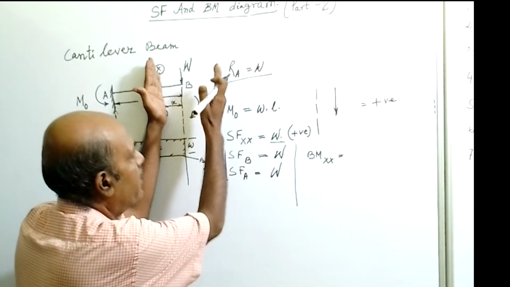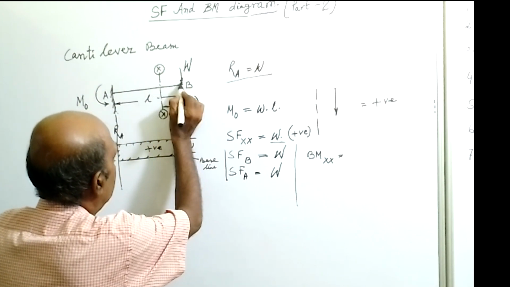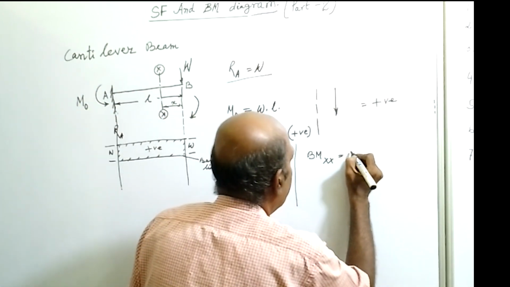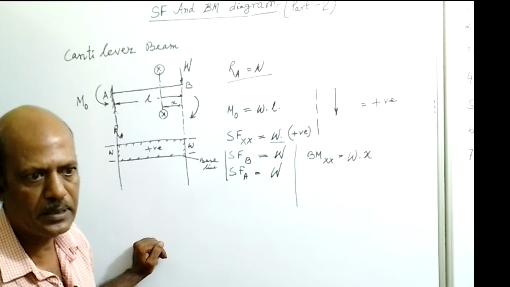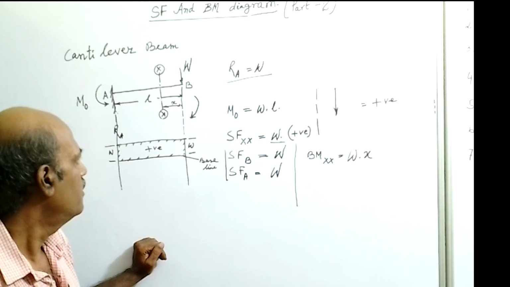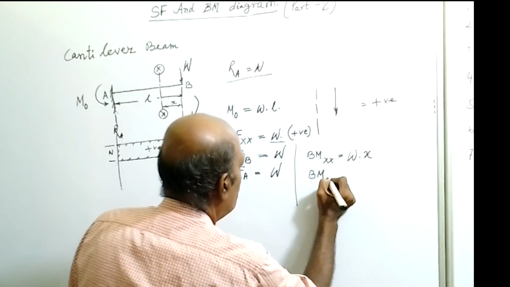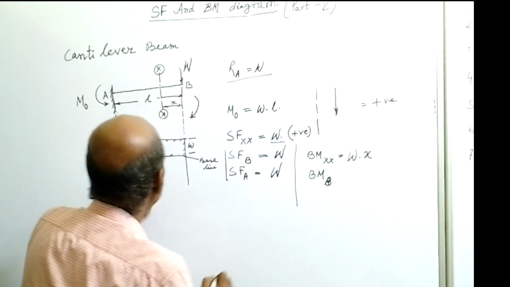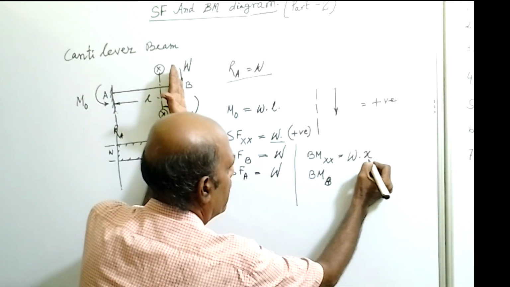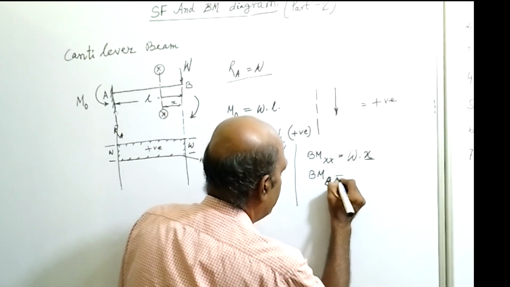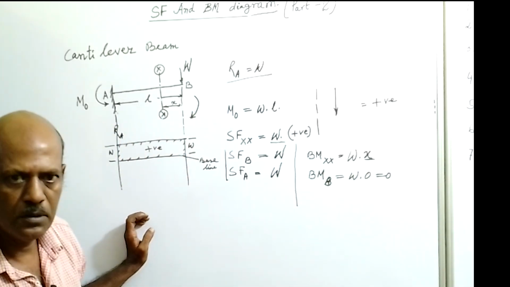So if we consider the right side, bending moment at section XX is W into this distance. That distance is X. So we can write W into X is the bending moment at section XX. Now in a similar way we will slide the section to point B. If we slide the section to point B, X value will be 0. So thereby the bending moment will be W into 0. That is, bending moment at section B becomes 0.